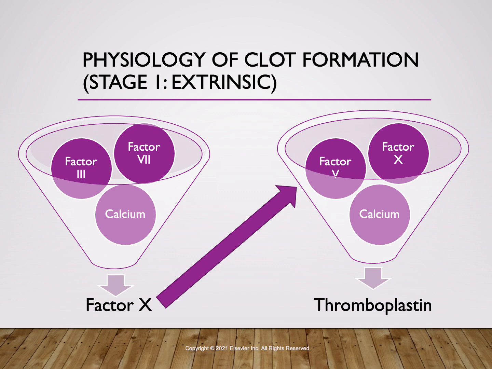And when factor 10, so now we're kind of shifting over to the second little funnel chart on your screen, when factor 10 combines with proaccelerin, which is factor 5, and we throw in some calcium, we're going to get thromboplastin. All right, so this again kind of happens in a waterfall type process. We have factor 3, factor 7, and calcium. They come together to activate factor X, and then factor X is going to combine with factor 5, which is proaccelerin, and calcium, and that is going to give us thromboplastin.